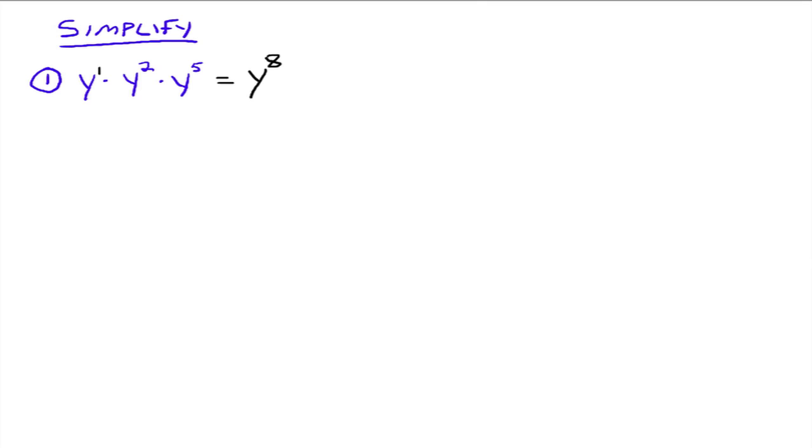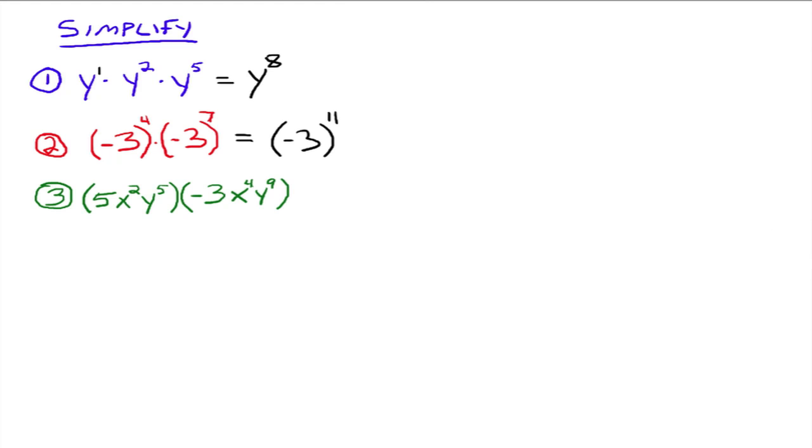All right, second example. Here we're multiplying negative 3 to the 4th times negative 3 to the 7th. So the base this time is negative 3, so you need parentheses around all that negative 3. And then 4 plus 7 gives you 11. Right?